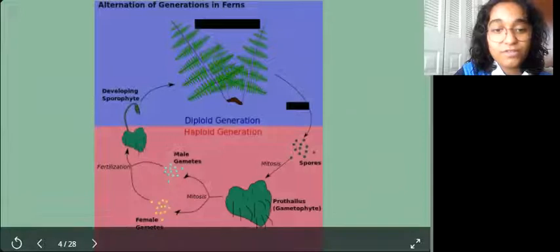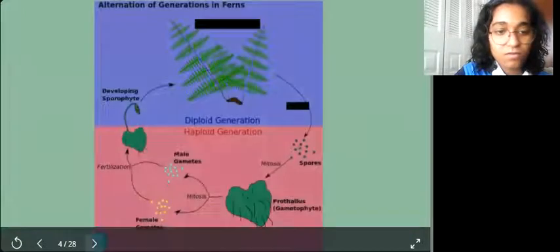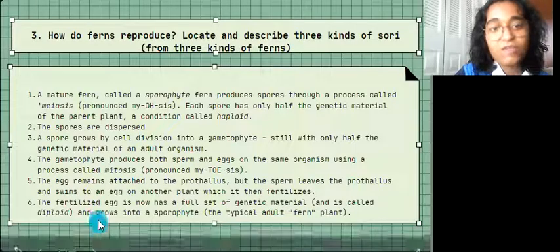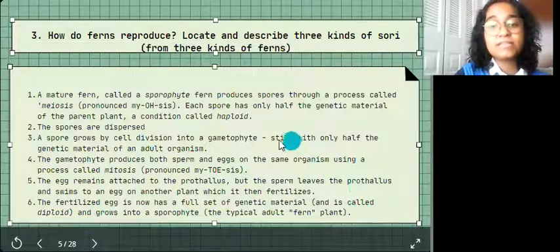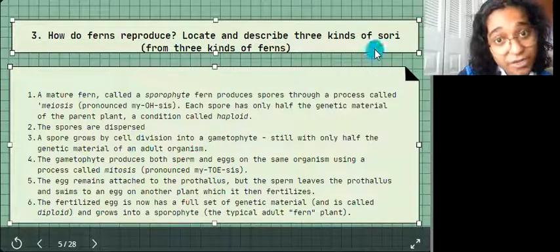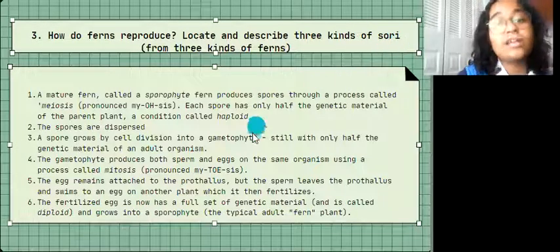Now, we're going to talk about the third question, which is fern reproduction. We need to locate and describe the three kinds of sori from the three kinds of ferns. Ferns can also be known as the sori, S-O-R-I.